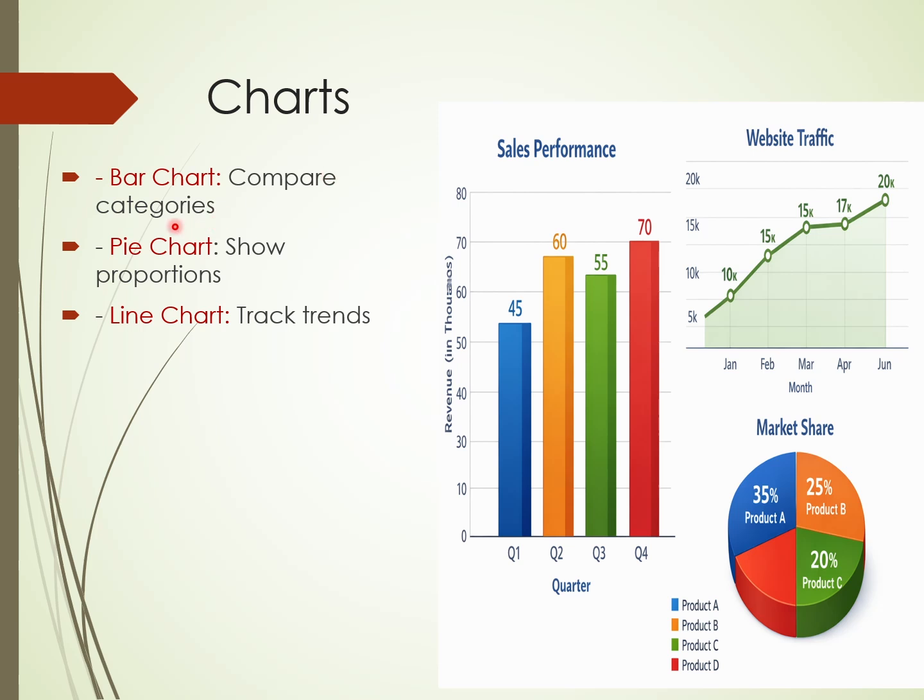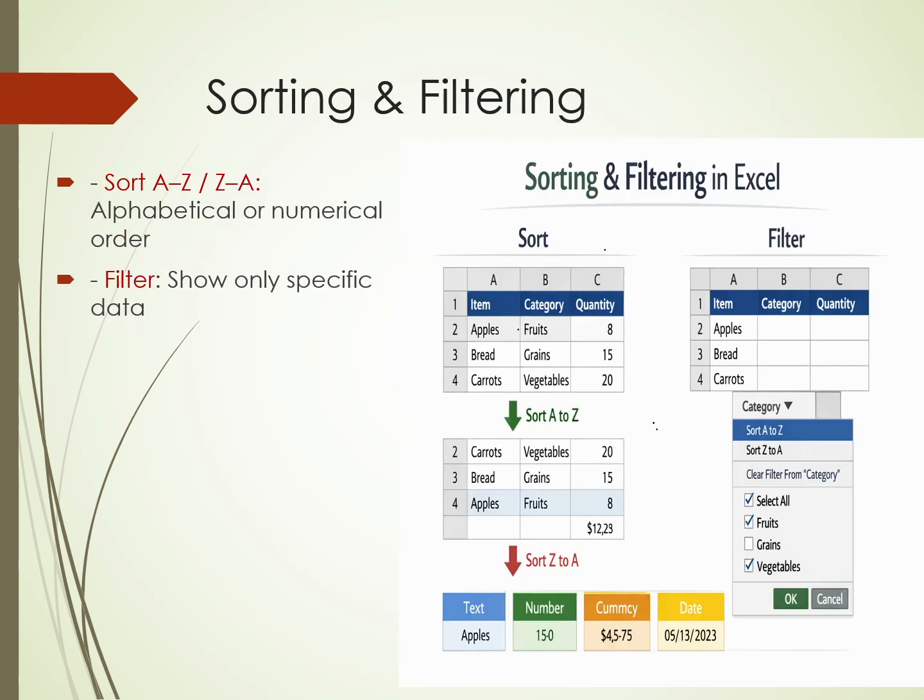Charts देखिए, बार चार्ट, पाई चार्ट एंड लाइन चार्ट. बार चार्ट कौन से हैं? बार चार्ट सेल्फ परफॉर्मिंग ऑन देयर. पाई चार्ट मार्केट शेयर. दिस इज द शो प्रॉपर्टीज. एंड लाइन चार्ट ट्रैक ट्रेंड्स, वेबसाइट ट्रैफिक. दिस इज द लाइन चार्ट ऑन देयर स्प्रेडशीट. यूज ऑफ स्प्रेडशीट.